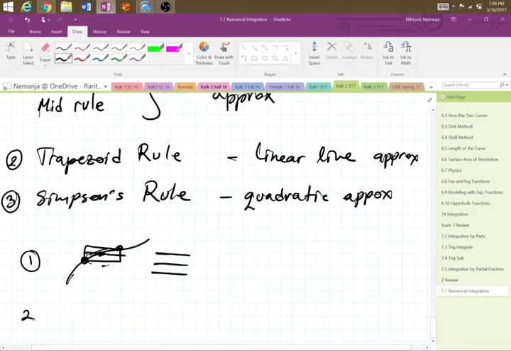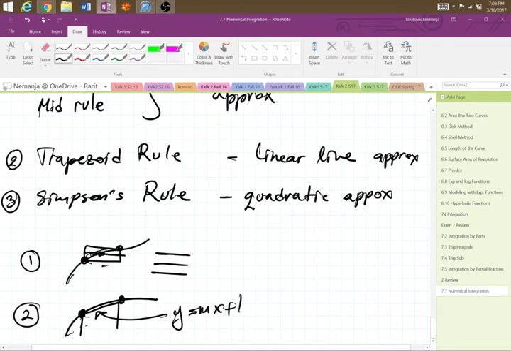For trapezoid rule, we learned that if you have a function, let's curve it like that. For trapezoid, it draws a straight line through, creating a trapezoid. But see, this line over here is y equal mx plus b, which is linear line. It's slanted.